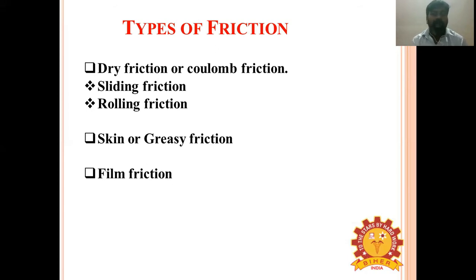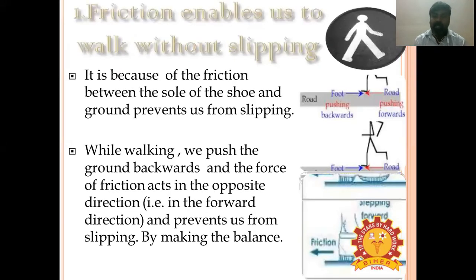While we are solving problems, this symbol mu, the coefficient of friction, is very important. Then come to the advantages of friction. The first thing is friction enables us to walk without slipping. Friction is very important, because the friction between the sole of the shoe and the ground prevents us from slipping.